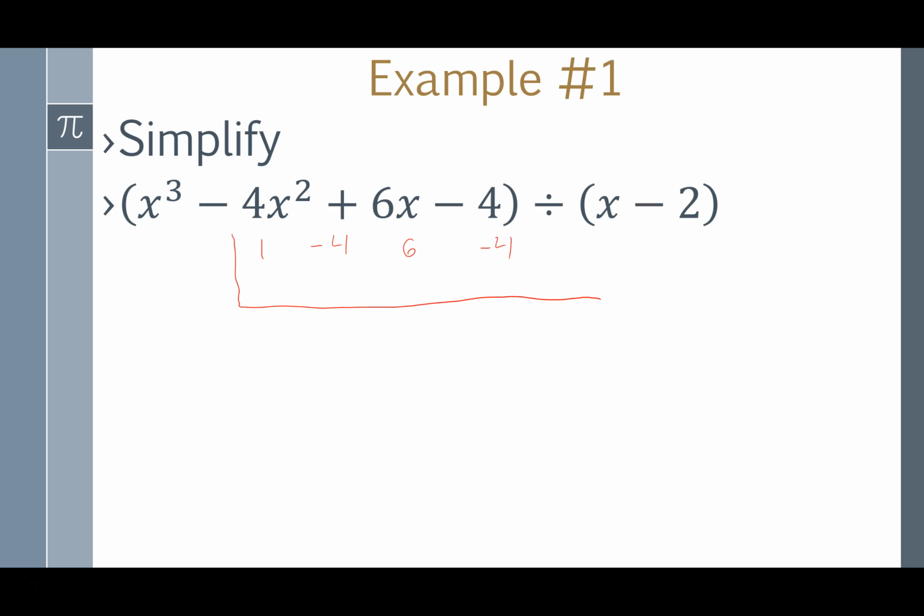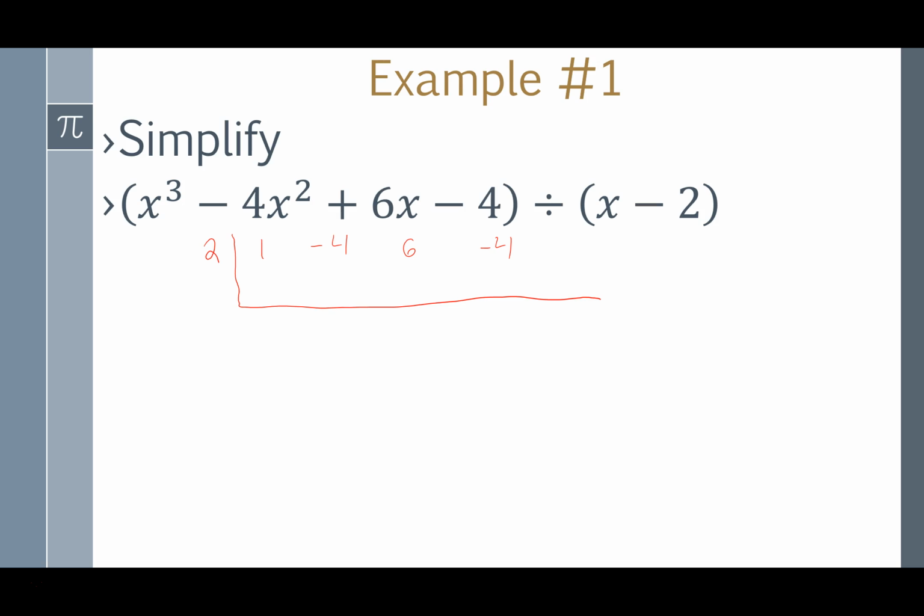Make sure they're separated out far enough so you don't possibly confuse them as a negative 46 or 1 minus 4, stuff like that. We don't want to actually do that. On the outside of the L bracket, we're going to use the solution of the x minus 2 binomial, which is a positive 2. By solution, I mean if we were to set it equal to 0, what do we get for x? So the opposite sign.